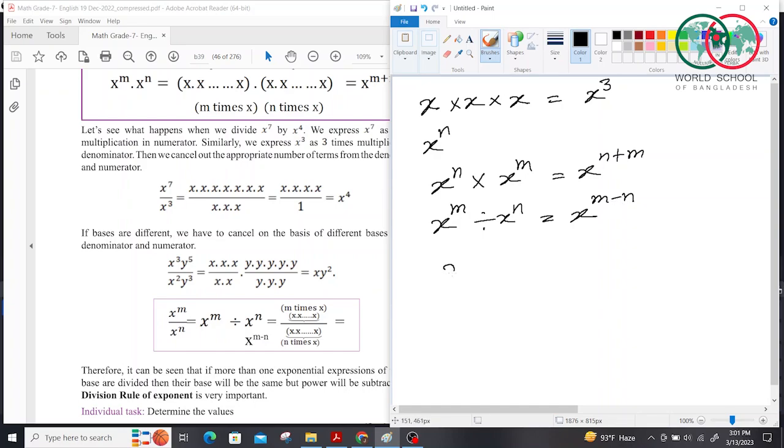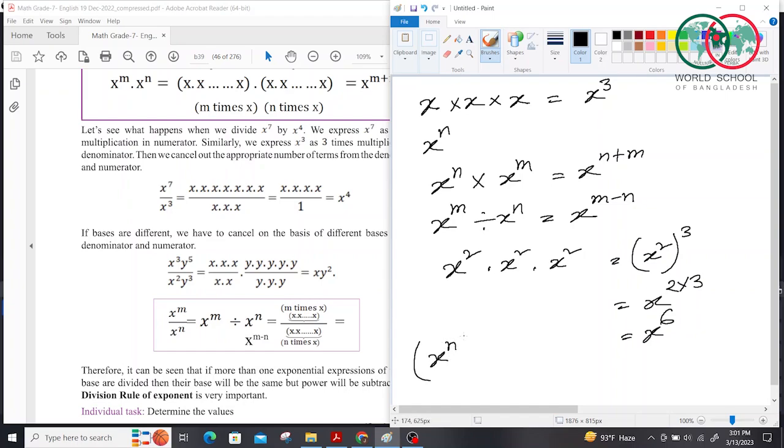And again, suppose x square into x square into x square, now this exponent is multiplied thrice. That means we can write it x square whole cube. And we know that when a power is raised to a power, we multiply the powers. So 2 into 3 becomes 2 to the power 6. That means when x to the power n is raised to the power m, we can write x to the power mn.